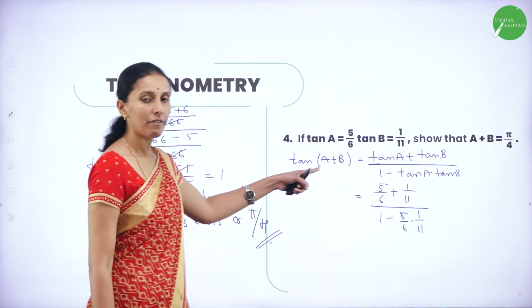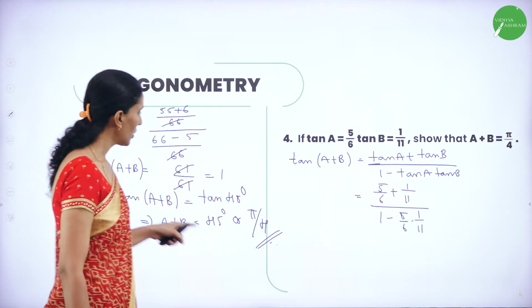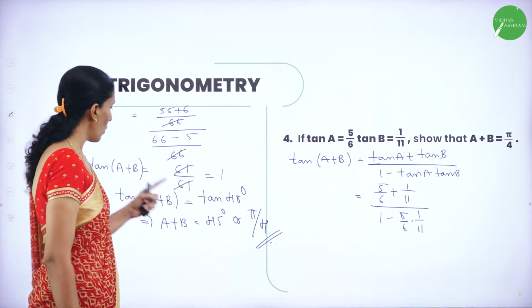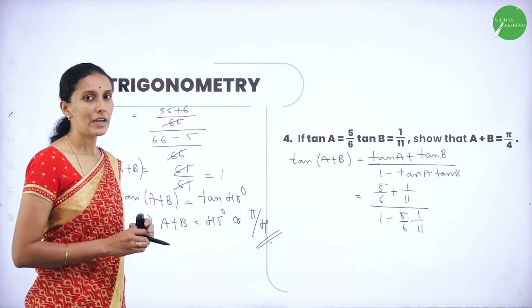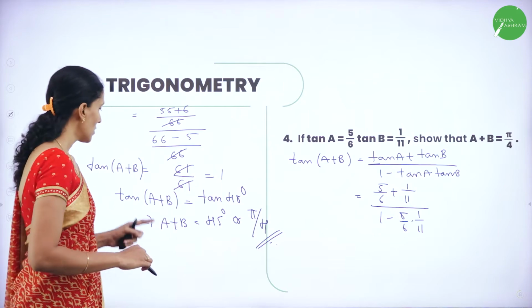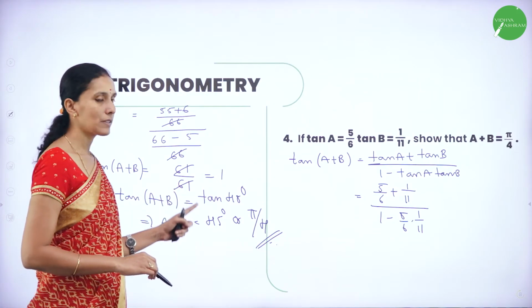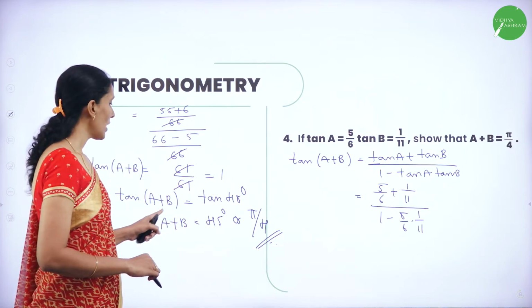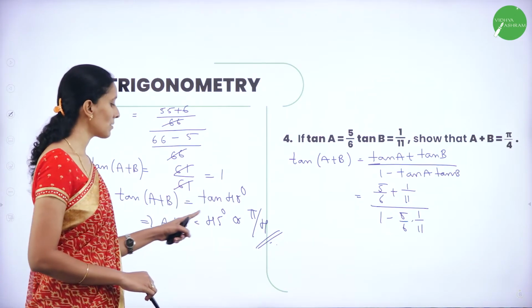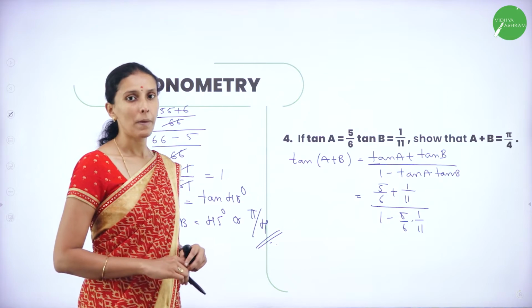So apply the tan function formula, solve it, you will get the value of 1. We know tan function is 1 when it is tan 45 degree, or in radians it is pi by 4. So therefore, if tan(A plus B) is equal to tan 45, we have same functions on both sides. We can equate the values. Therefore, A plus B is equal to 45 degree or pi by 4.